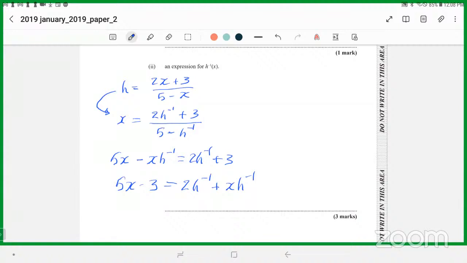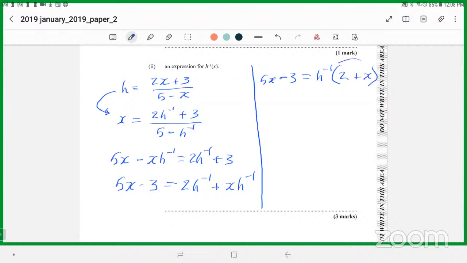I'm going to continue on this side of the page now. And that's what you have to do in the exam room as well. If you don't have enough space, divide the space. All right. So I'm going to factorize the h to the minus 1. So I'm going to have the 5x minus 3 equals h to the minus 1 into, out of this is a 2, out of this is a plus x.